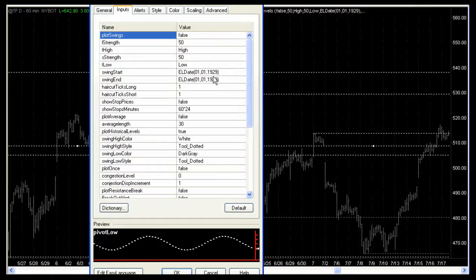And what this is being set to at 1/1/1929 is basically ignored. It means that the start date and the end date are the same. It is not going to even look at the start. It's going to apply the analysis to all the bars in the chart.